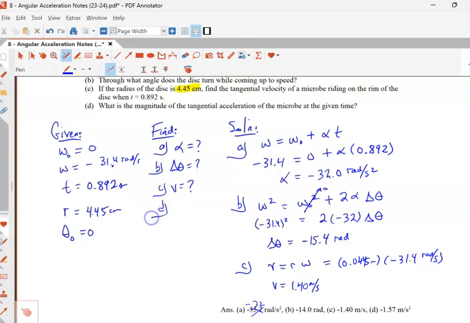Okay, moving on to part D, which is the tangential acceleration. To do our tangential acceleration, I'll just do the solution here. For D, we just use a similar equation that we did for the velocity. The tangential acceleration is really the radius multiplied by the angular acceleration. So the radius is again 0.0445 multiplied by the angular acceleration, which we calculated as negative 32. This will give us a tangential acceleration of negative 1.566, well, 1.57 meters per second squared. Okay, and that's it for this example.